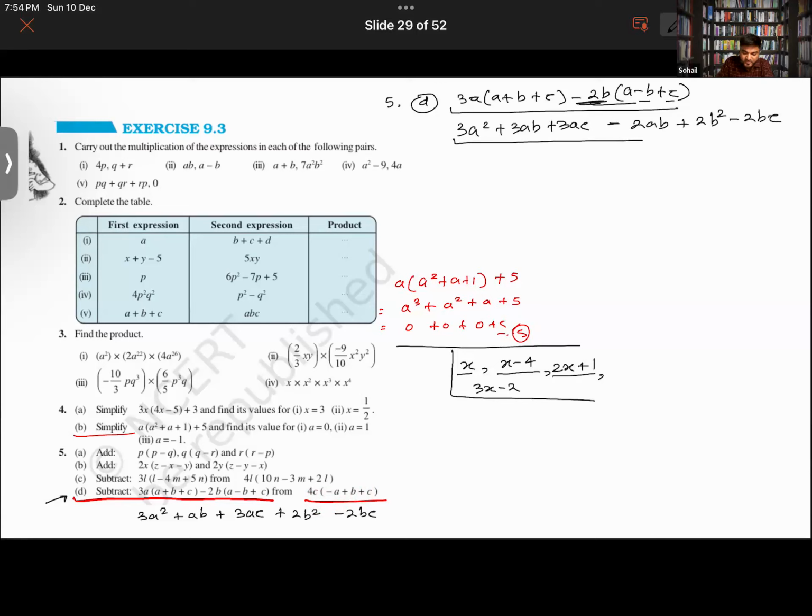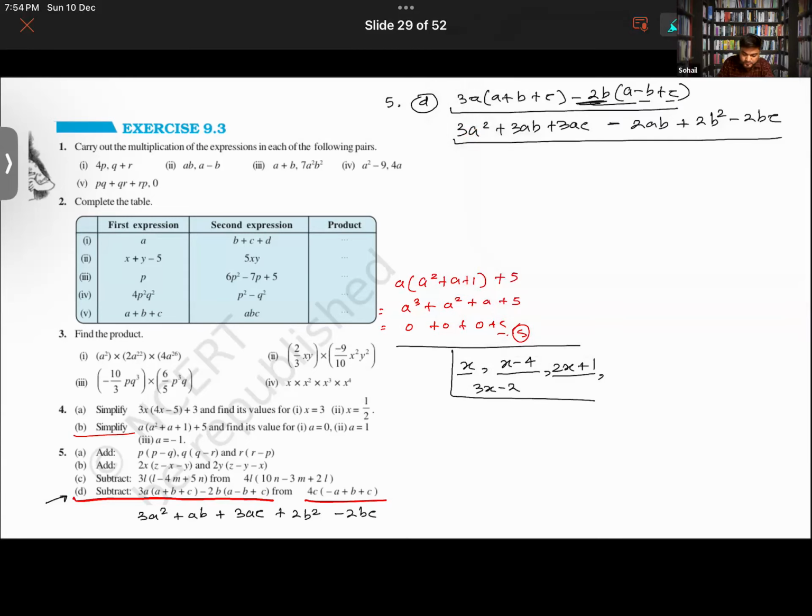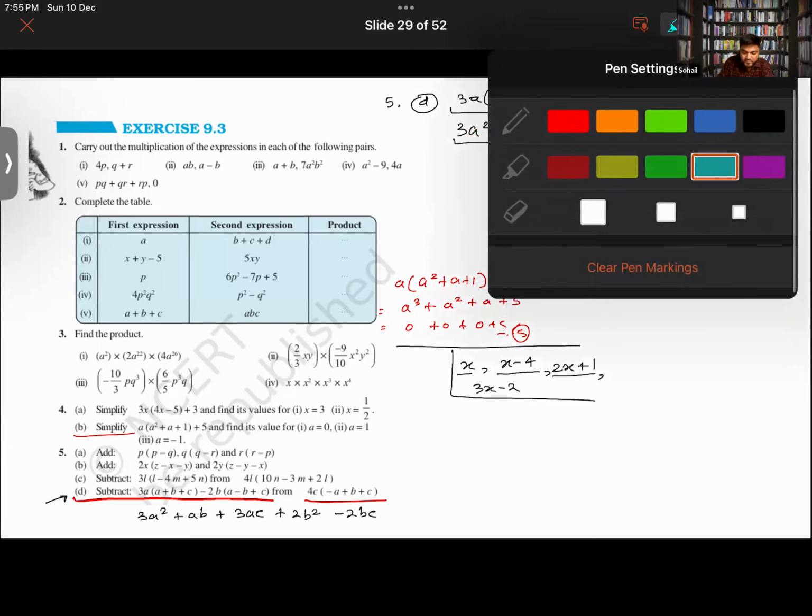Now, in this one, see if you can do any further simplification. Are there any like terms? Which are they? Sir, it will be 3ab and 2ab minus 2b. Arhan, Ahmed, you also tell me. Are there any other like terms in this? No, sir. So we simplify this further.